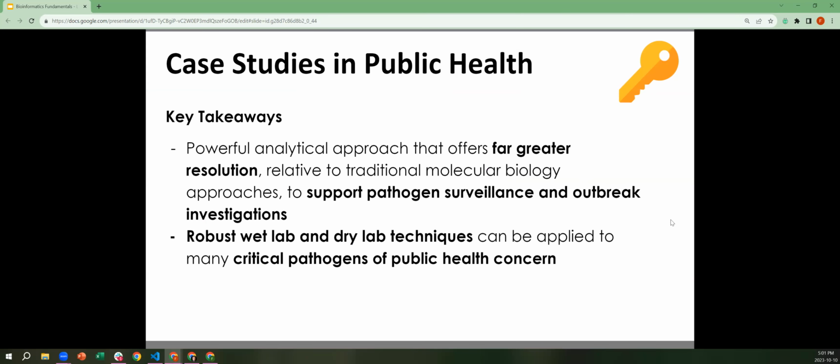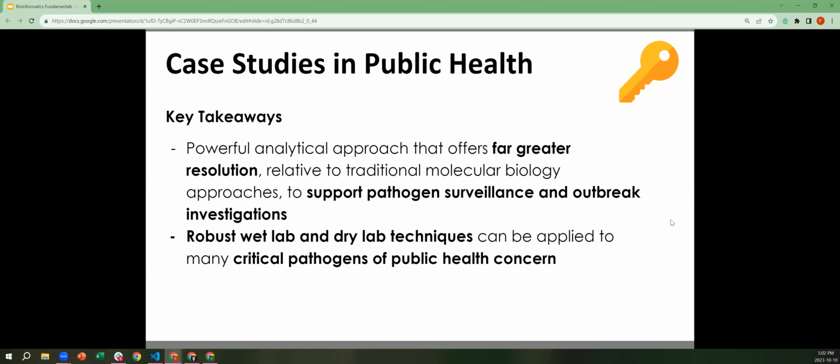So that brings us towards the end of this course. Thank you all so much for participating. The key takeaways here, we want to make sure that we understand how much genomic epidemiology has to offer us. Relative to the traditional molecular biology techniques, genomic epidemiology offers a much higher resolution look into the pathogens spreading throughout our communities.